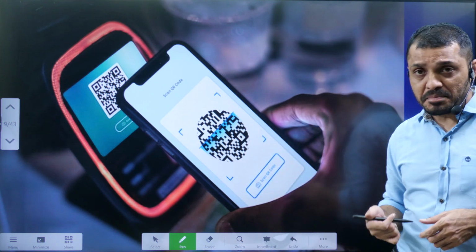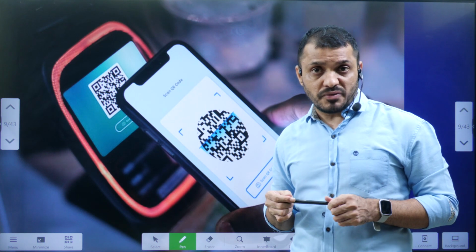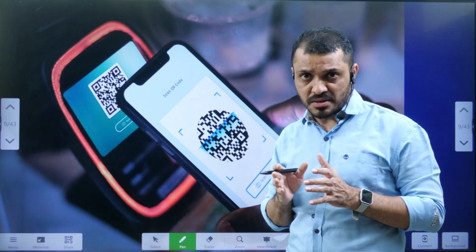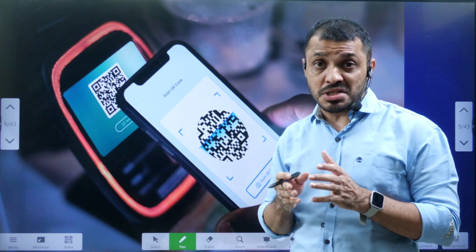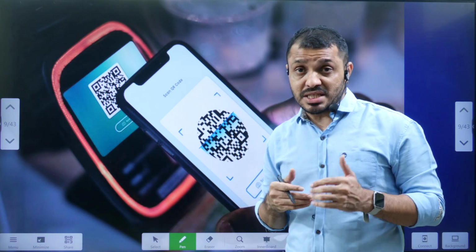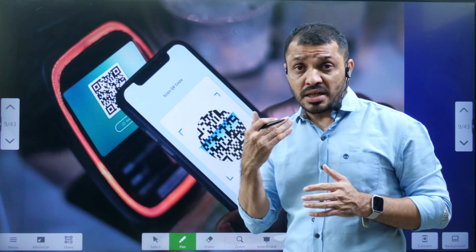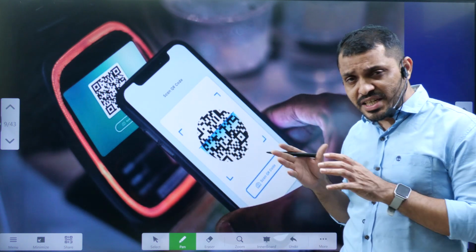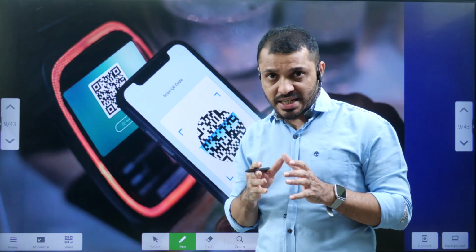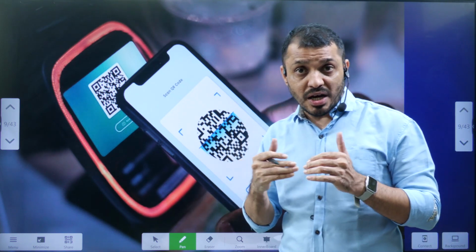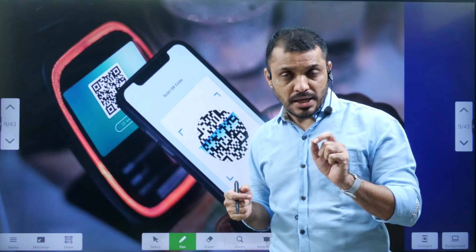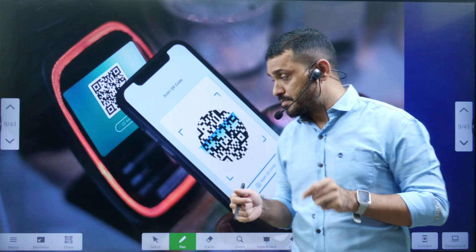Second is NPCI, the National Payments Corporation of India. They came up with some new products, and we are going to discuss them. These new products are mainly concentrated on technology such as QR code and near field communication, NFC. We will discuss how UPI was created, what the role of the RBI is, and according to which act UPI was created.